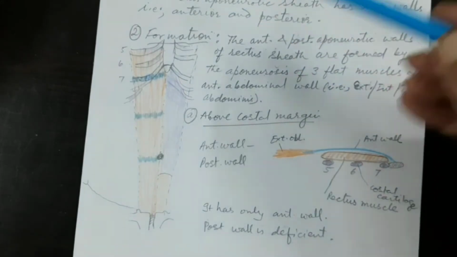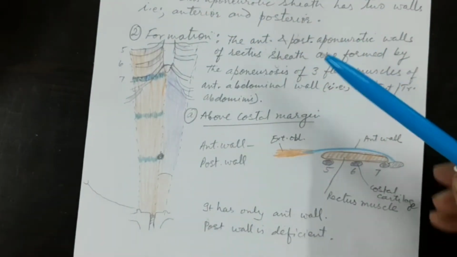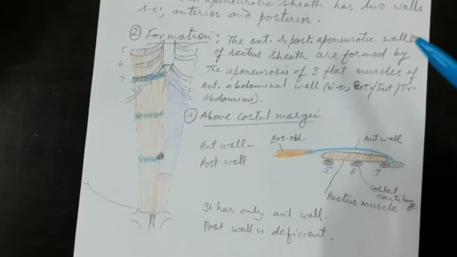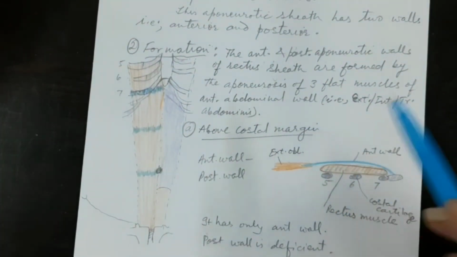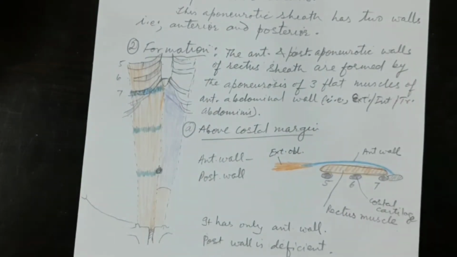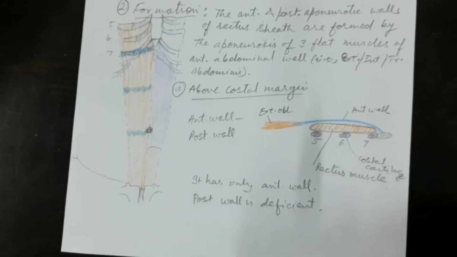Now we come to the rectus sheath formation, the second point. The anterior and posterior aponeurotic walls of the rectus sheath are formed by the aponeuroses of the three flat muscles of the anterior abdominal wall, which I have already told you: the external oblique, internal oblique and transversus abdominis muscles.